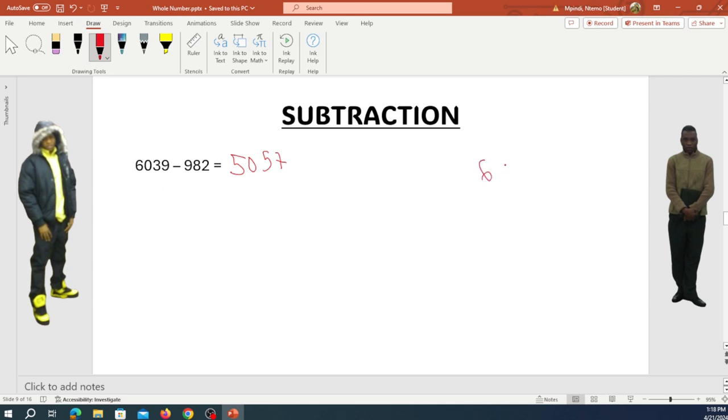6, 0, 3, 9. And remember, we're going to write 2 here first. We're going to write 8 here. We're going to write 9 right here. Okay? And then don't forget to put minus.